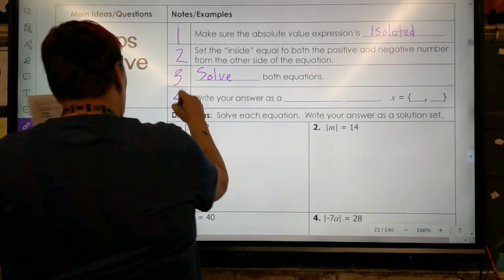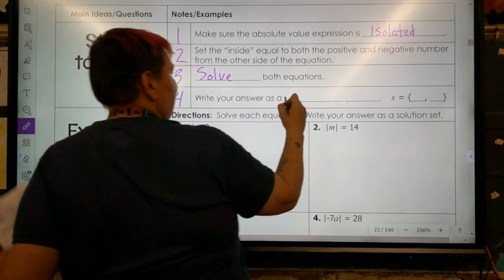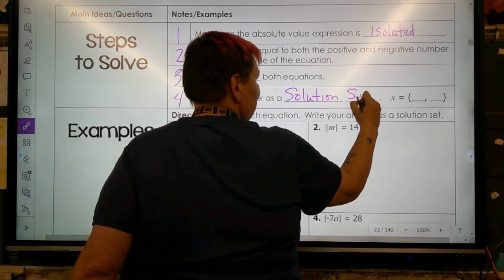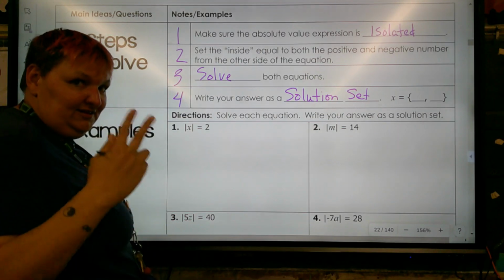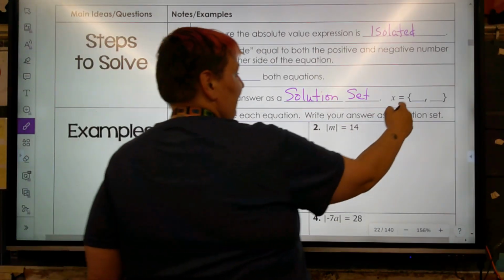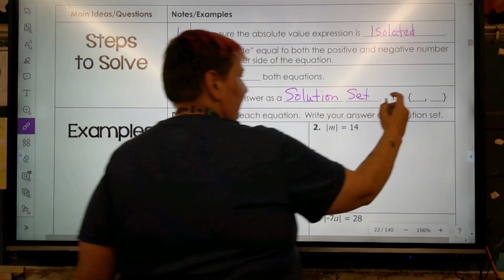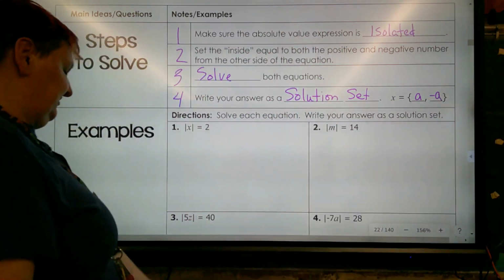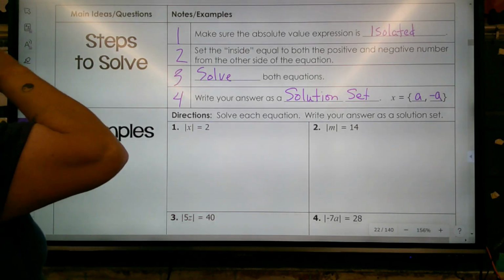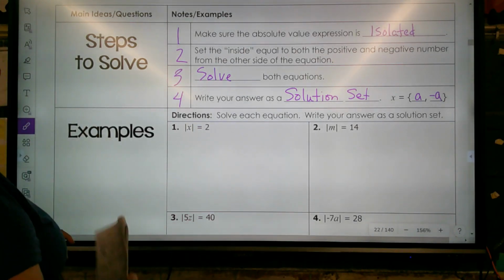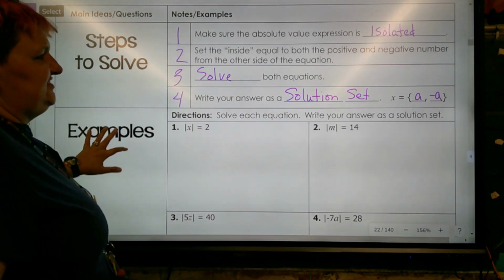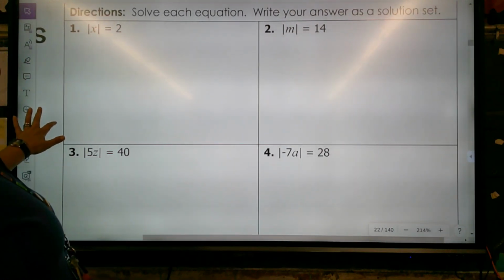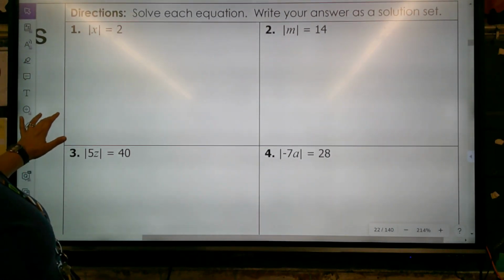Right? And then lastly, write your answer as a solution set. Like a set of something, right? 2 somethings, right? X could either be like the value or the negative value, A or negative A, right? So, let's see what this looks like in reality. Alright, same instructions. Solve each equation, write your answers as a solution set.